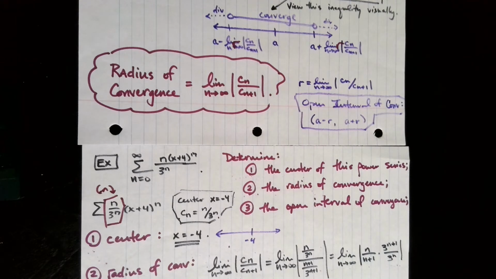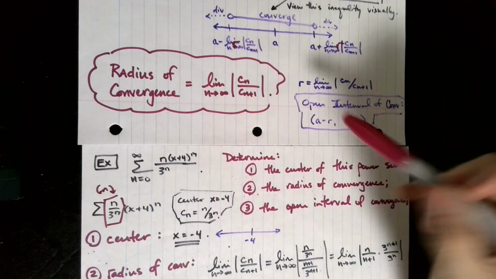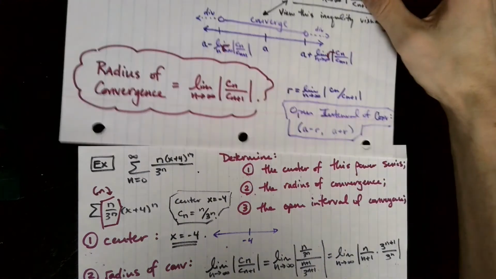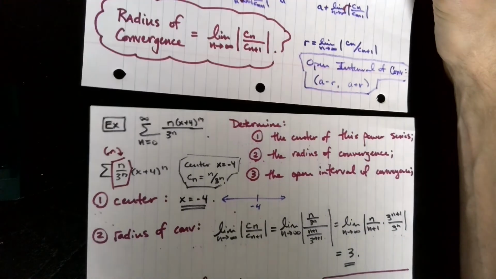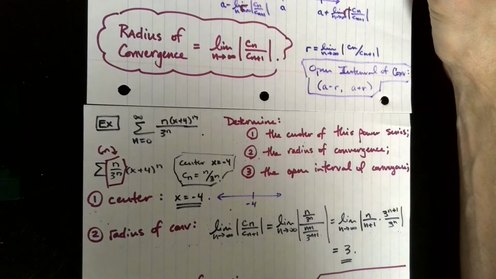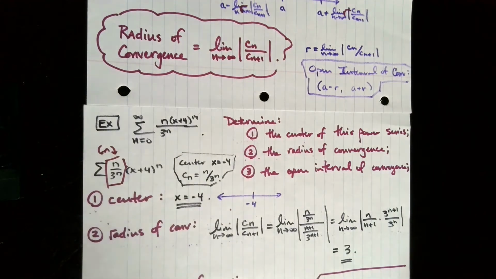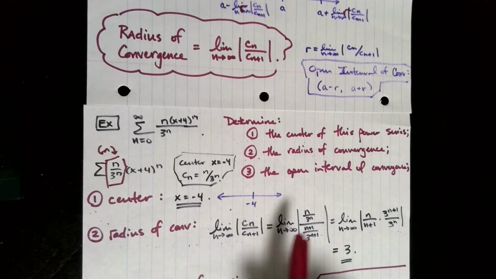So with that, we can now compute the radius of convergence, because the radius of convergence should be the limit as n goes to infinity of Cn over Cn plus 1. So to compute the radius of convergence, we just use our radius of convergence formula. And what do we get? Well, upstairs we get Cn, which is n over 3 to the n. Downstairs, we get Cn plus 1, which is n plus 1 over 3 to the n plus 1.